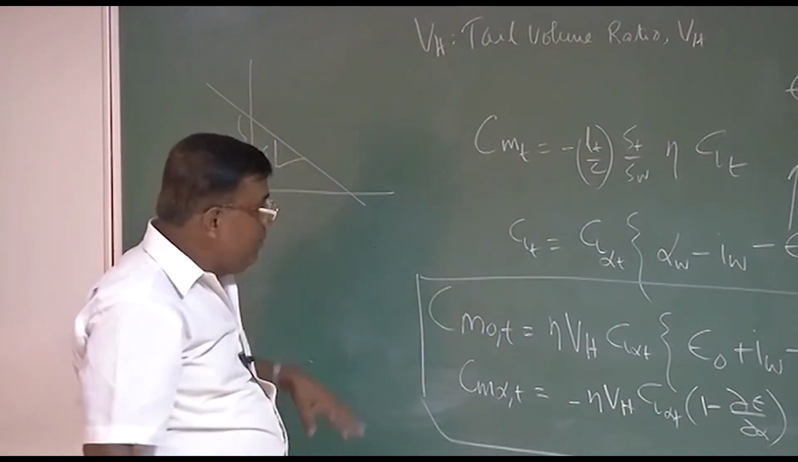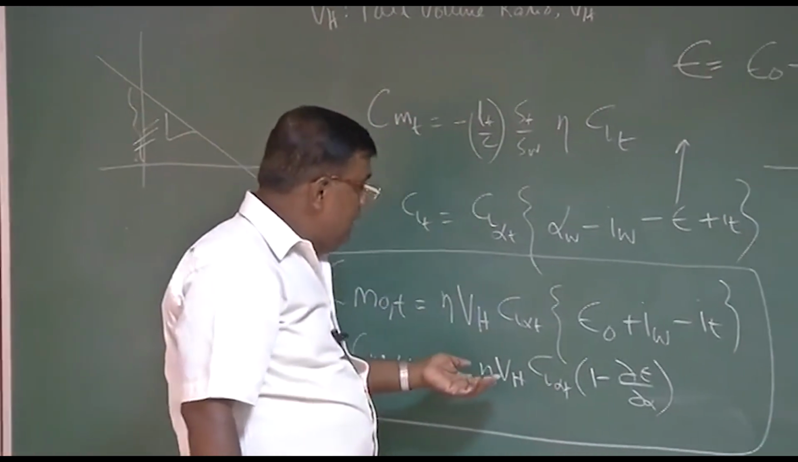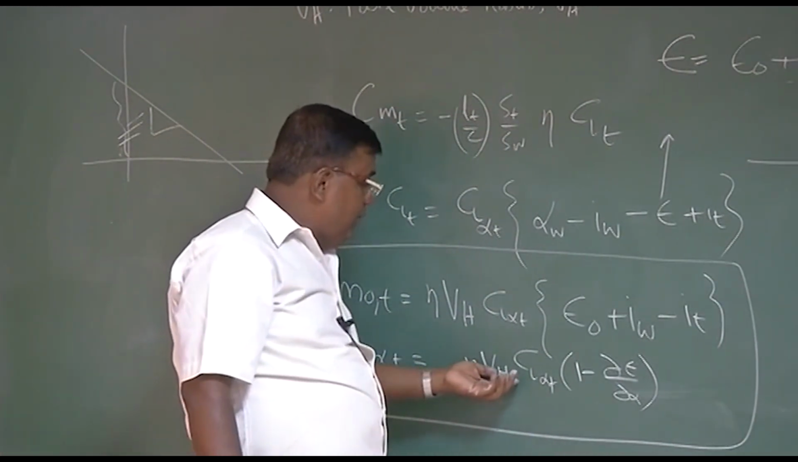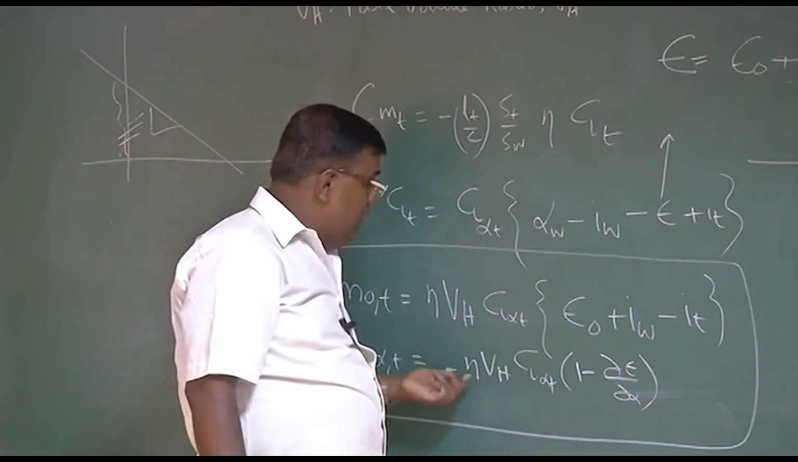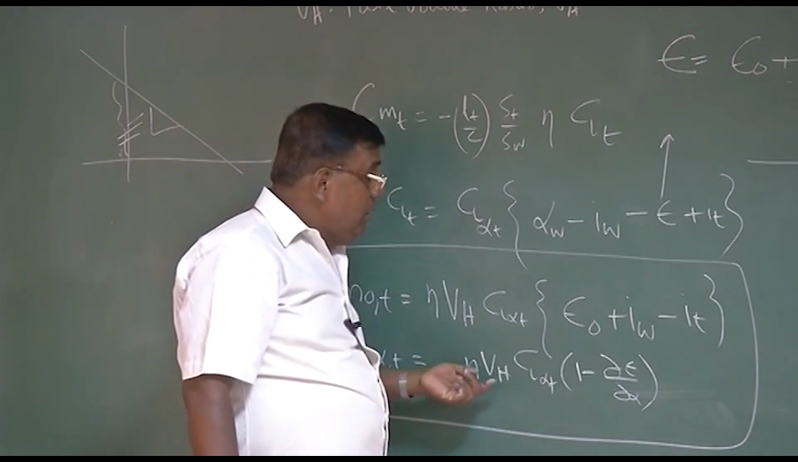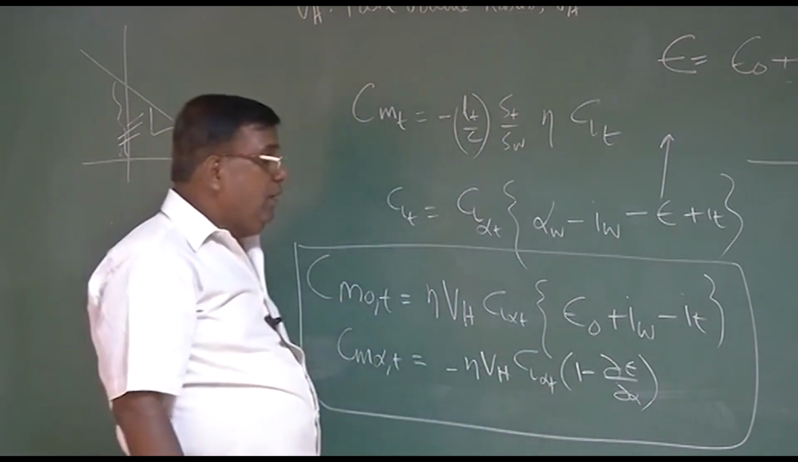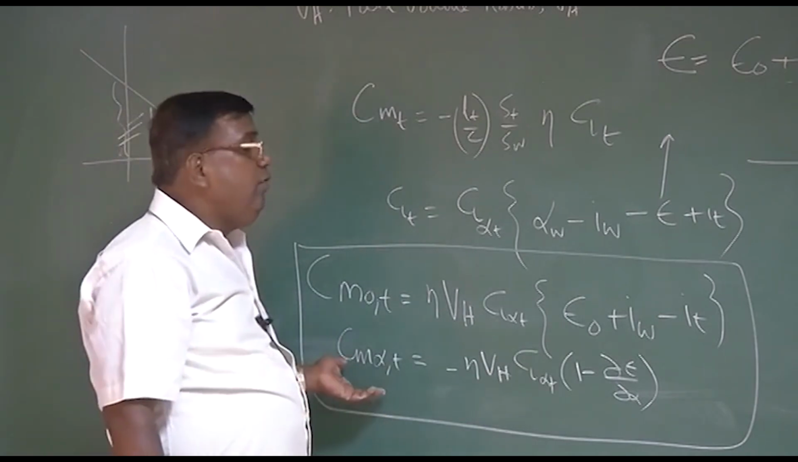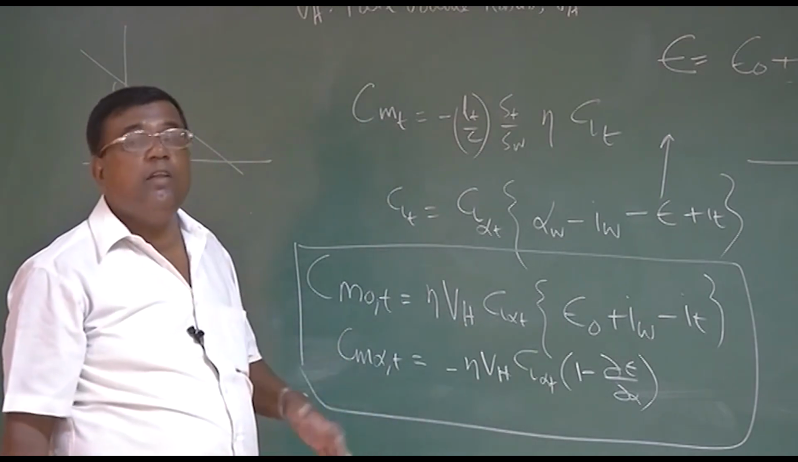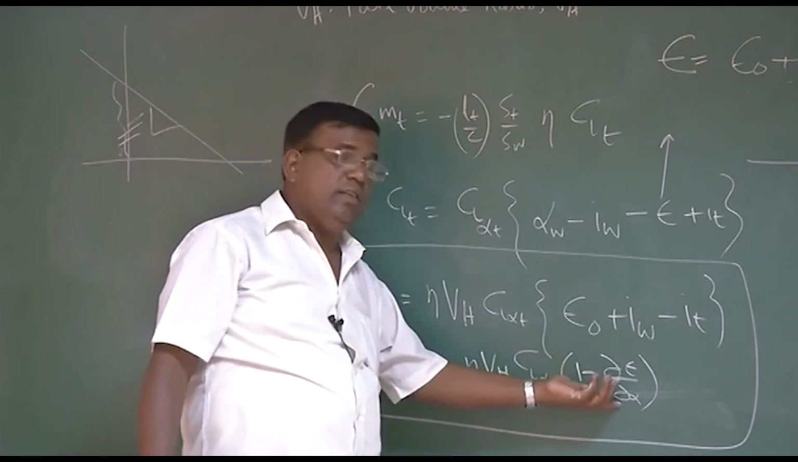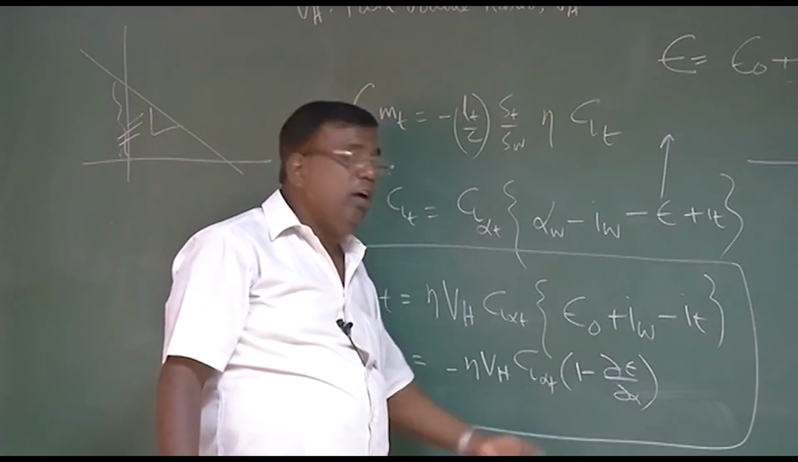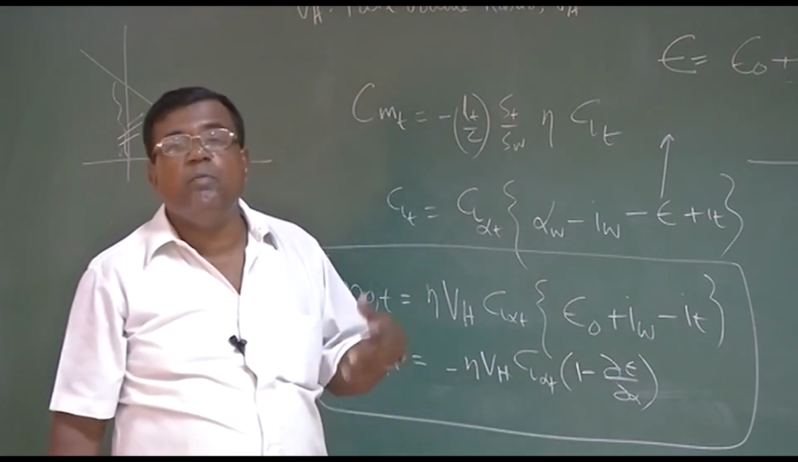About the slope, the tail is very clear. Eta positive, VH positive, CL alpha tail positive, and there is a negative sign here. So as long as 1 minus d epsilon by d alpha is positive, it will always give Cm alpha tail negative, always stabilizing. The typical value of d epsilon by d alpha is at maximum only 0.2.